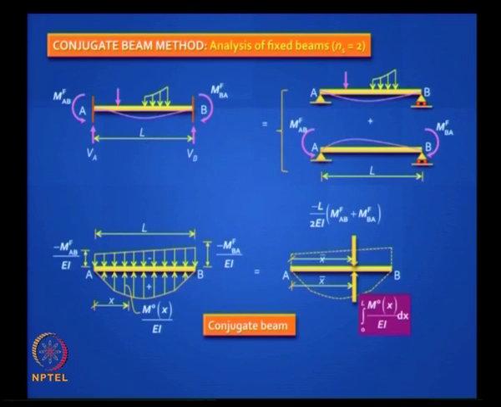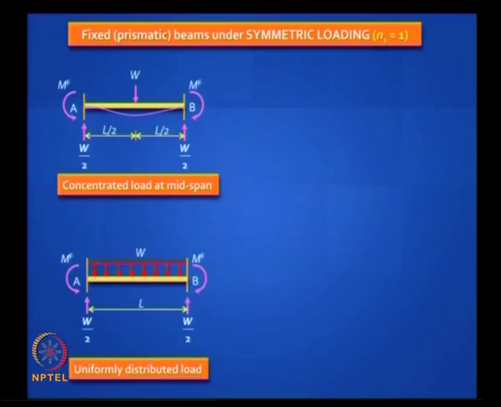And what is interesting here is that if you equate the two areas, you will find that the bottom area is integral 0 to L M naught x dx by EI, and there are some advantages you get when the loading is symmetric. So let us look at those special cases where you have symmetric loading. I show you here two pictures of symmetric loading. The first is a standard concentrated load W acting at midspan, and the second is a uniformly distributed load of total magnitude W acting at the midspan.